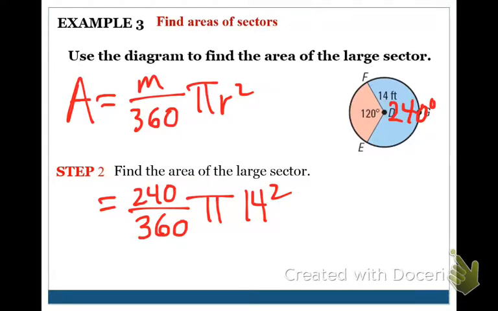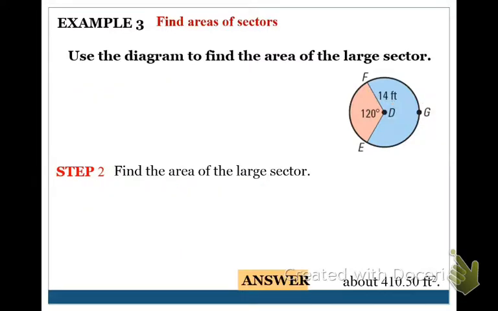One thing you could do, you don't have to, is reduce the 240 over 360 to 2/3. That would make your calculation a little bit easier. All right, the answer you should have gotten is 410.50 feet squared. Any questions? Everybody has it? Okay?